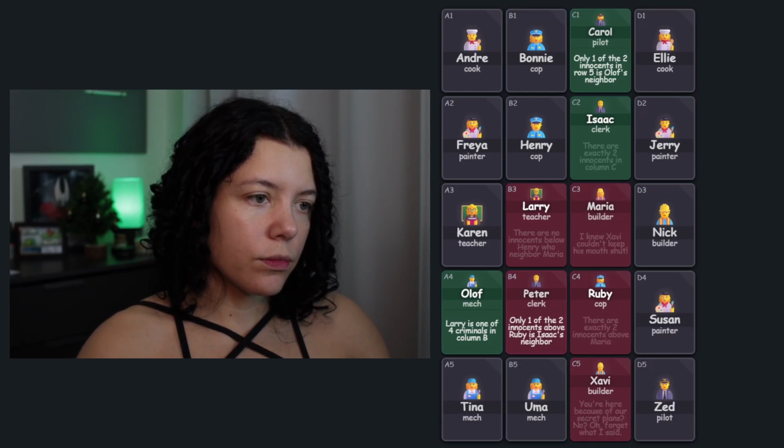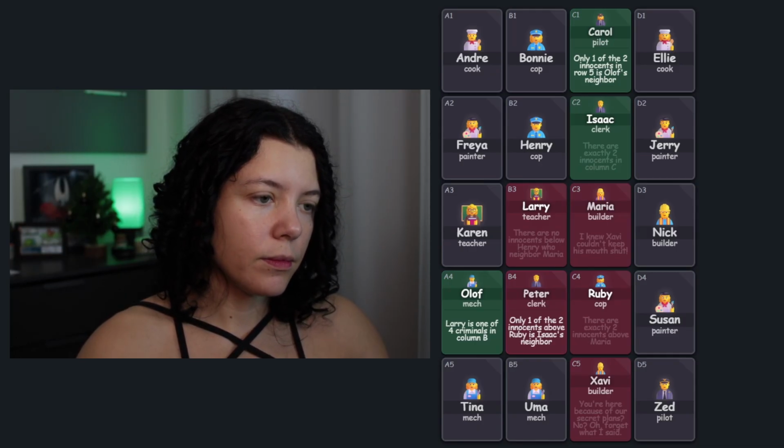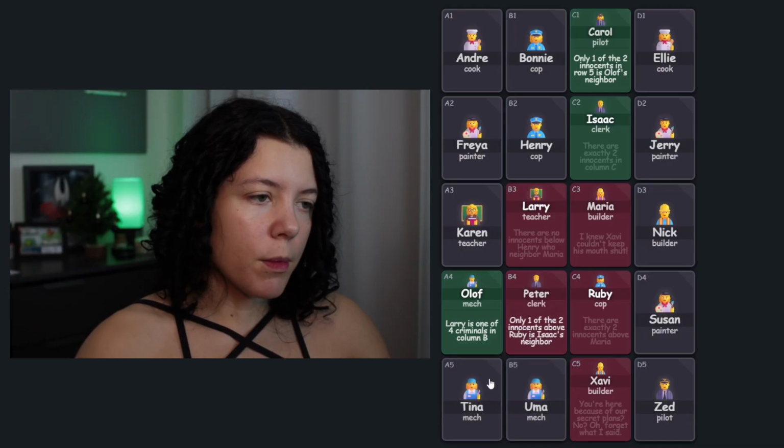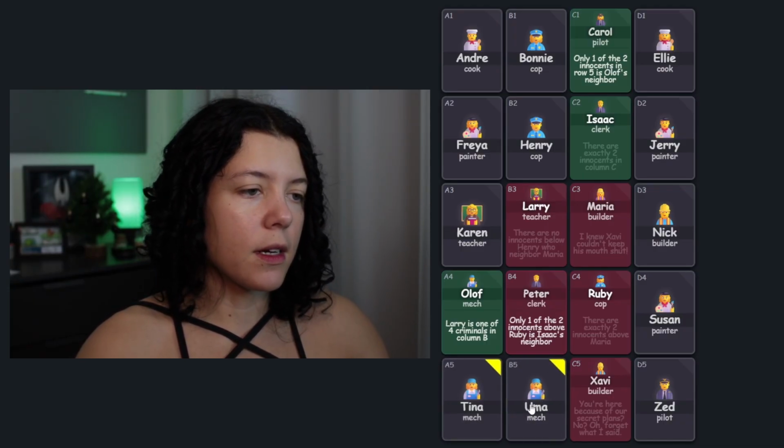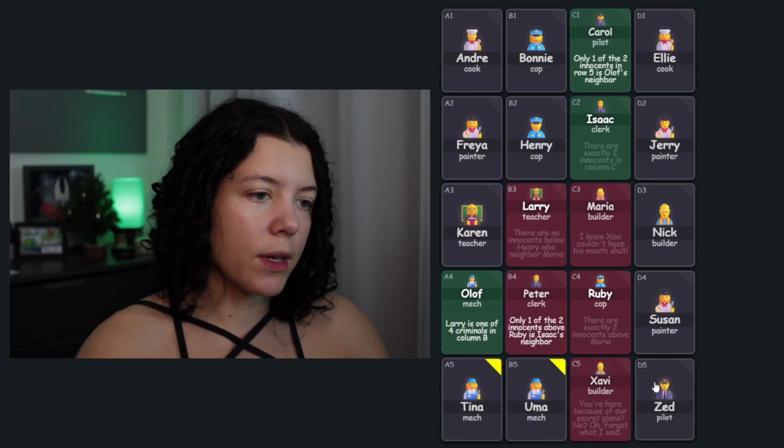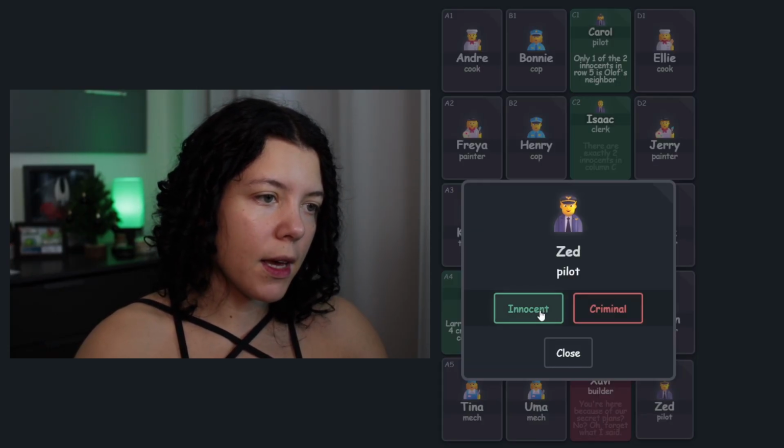Now, Carol tells us that only one of the 2 innocents in row 5 is Olaf's neighbor. So Olaf has 2 people neighboring him in row 5, Tina and Uma. Only one of them is an innocent. There has to be another innocent in row 5, so Zed is the only person who could be that innocent.